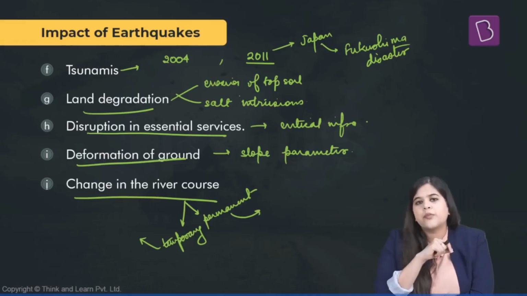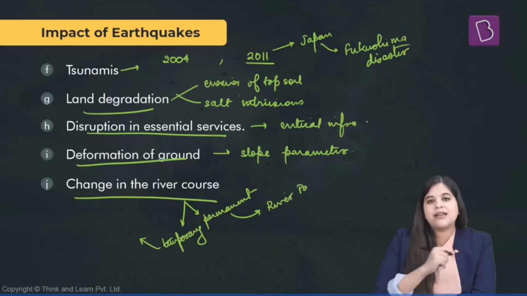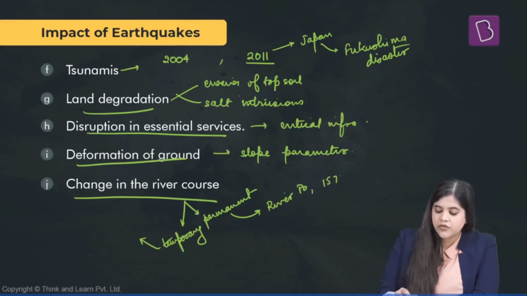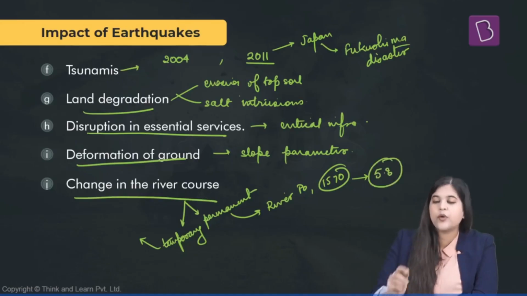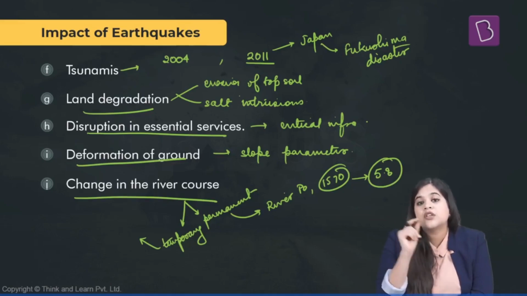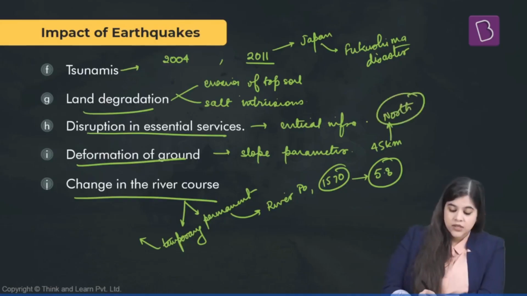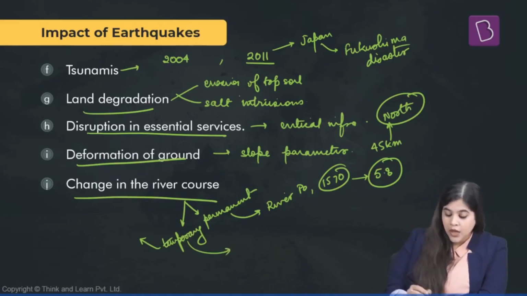An example of this permanent change can be that of River Po in Italy. In the 16th century, specifically in the year 1570, there came an earthquake of magnitude around 5.8 on the Richter scale in Italy. It caused a shift in the course of the river by 45 kilometers, and it shifted towards the north. A temporary change can be seen in River Mississippi.